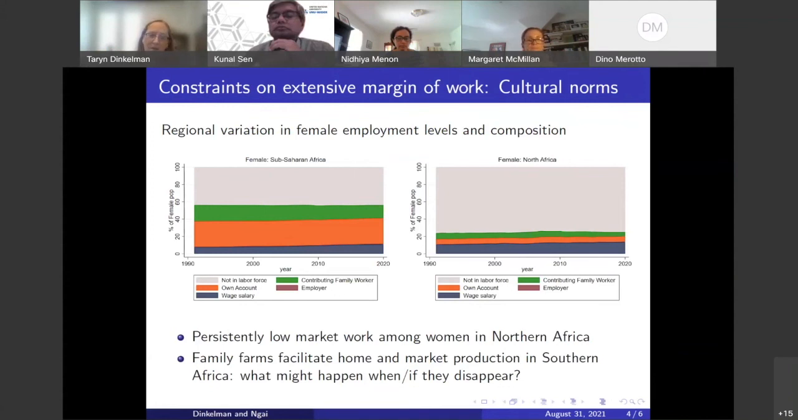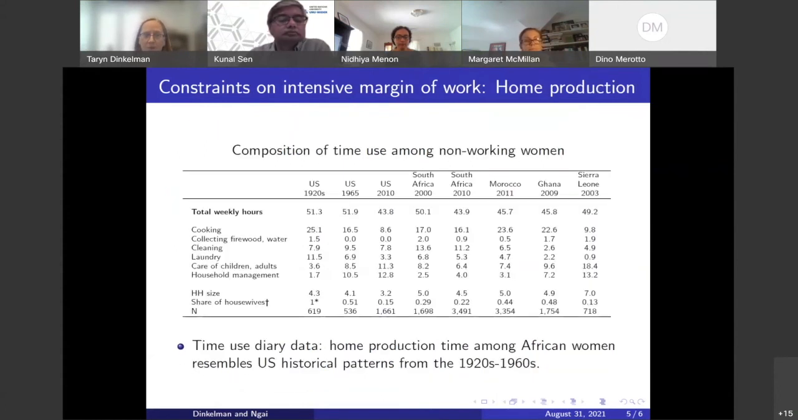And the key thing about family farms is that it allows the combination of home and market production to happen in the same place at the same time. And so one of the things that we talk about in the paper is how this particular pattern of a high participation of women's work in the market combined with home production on family farms is something that has been documented for the US historically and is very similar to the pattern that we see in Sub-Saharan Africa today.